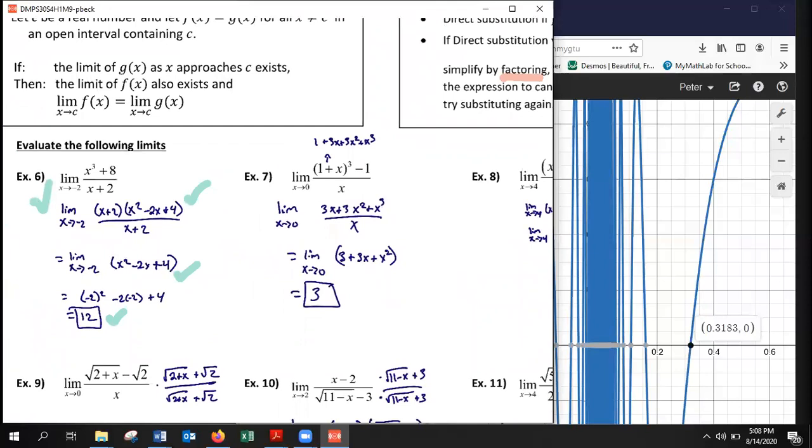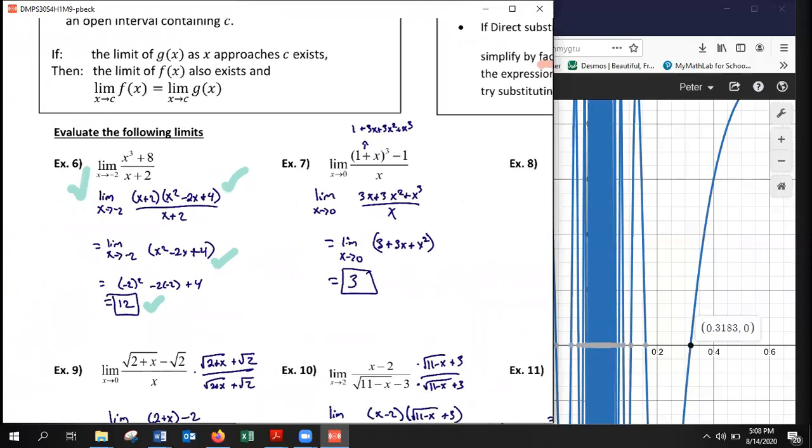On 6, once again, the very first thing that we do is we plug in -2. The numerator goes to 0, the denominator goes to 0. Therefore, we're going to be able to find some analytical strategy. In this case, it was factoring. So we have the sum of cubes factored, and then we find the limit, and that limit ends up being 12.